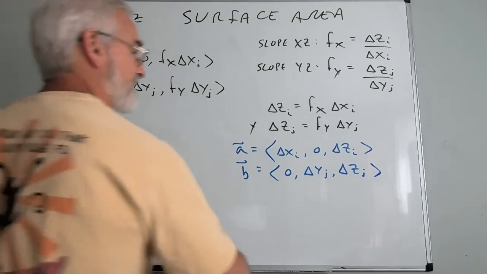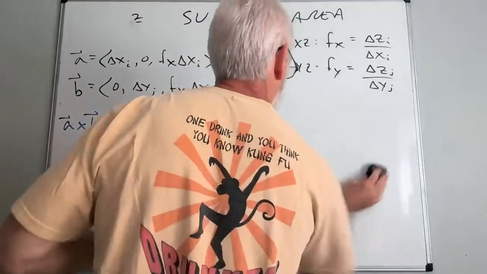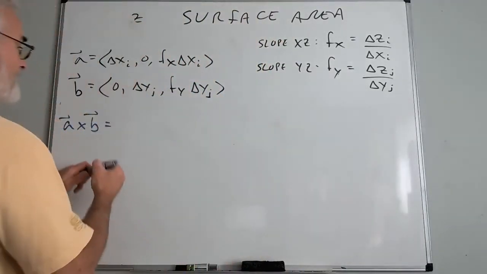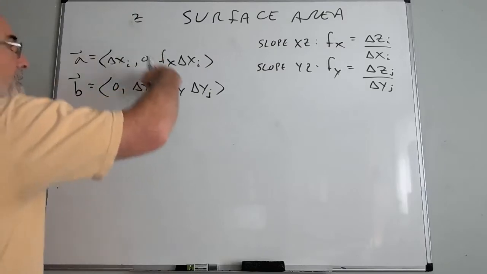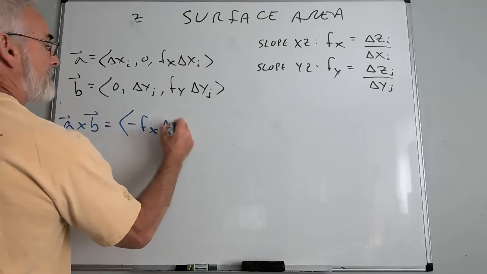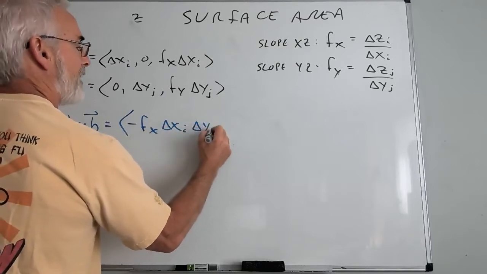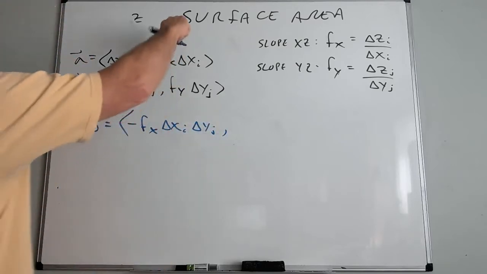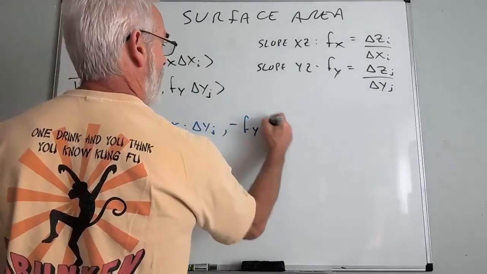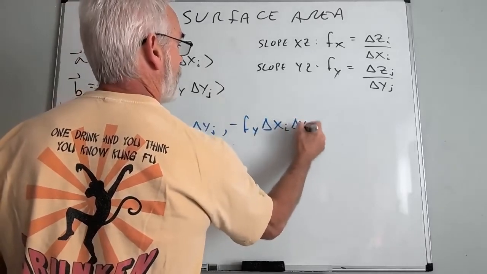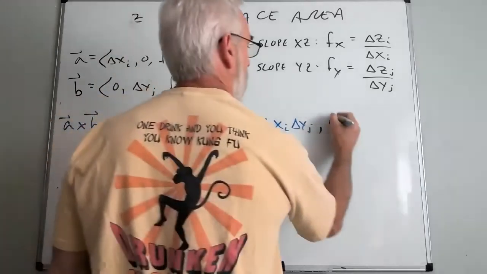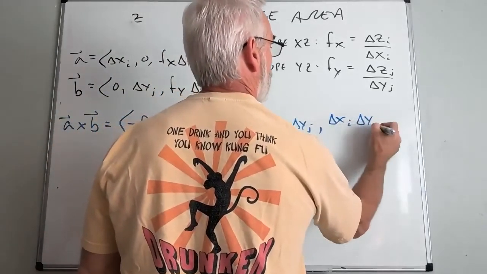I'm going to go ahead and erase this because I've already got it. So what is A cross B? Well, let's see. That'd be negative fx delta xi times delta yj. So that would be negative fy delta xi delta yj. And finally, delta xi delta yj.